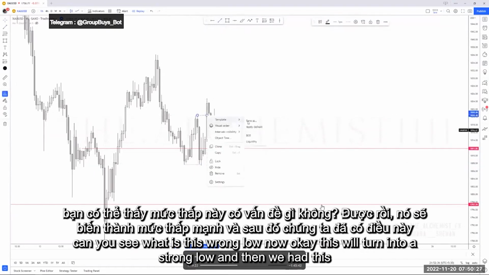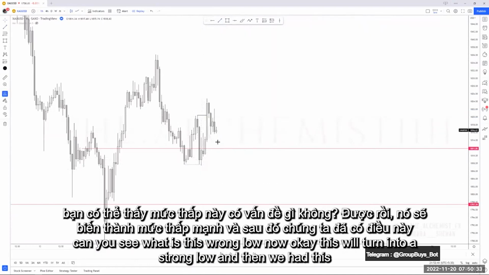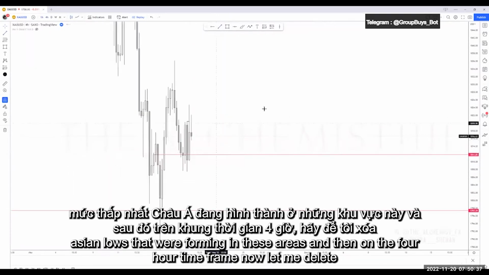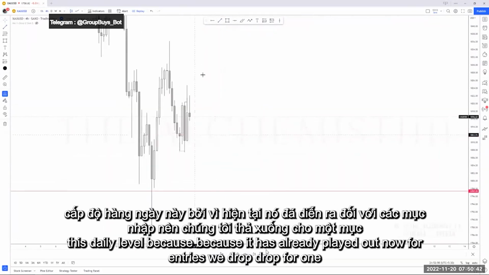Can you see it? What is this? Strong low now. This will turn into a strong low. And then we had these Asian lows that were forming in these areas. And then on the 4-hour time frame, let me delete this daily level because it has already played out.